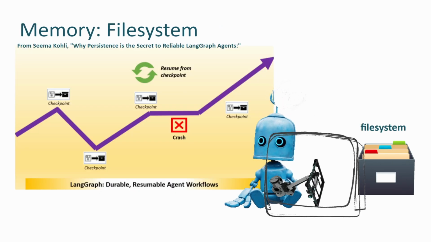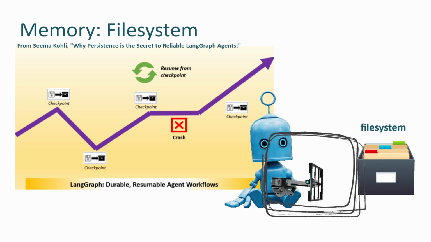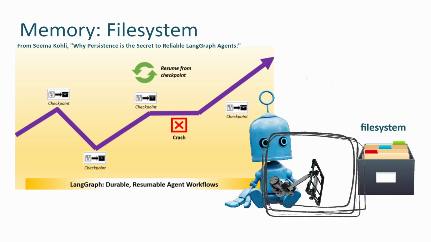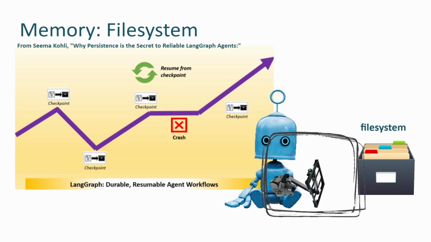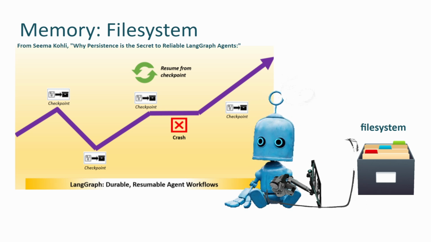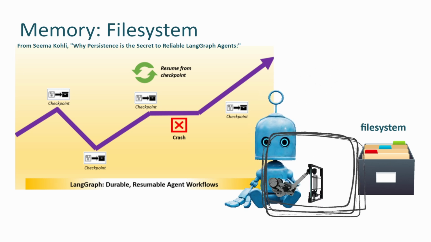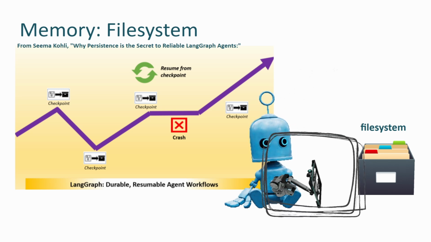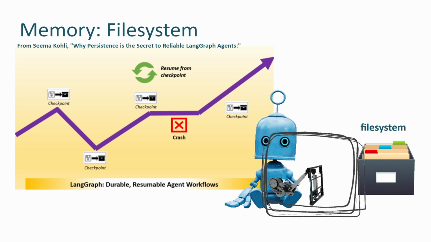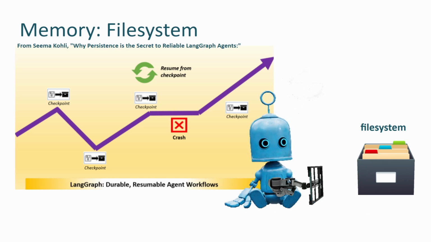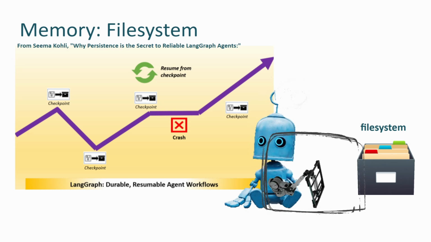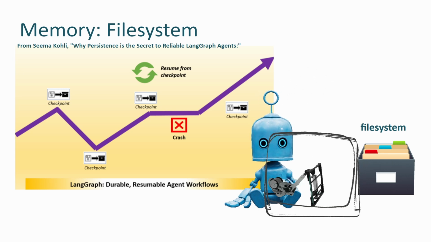Next, we give Fred a file system as working memory. Every time Fred completes a step, he records his progress. In a framework like LangGraph, we can even add checkpoints. If Fred's progress crashes at 3 a.m., the harness does not throw up its hands. It resumes Fred from the last checkpoint exactly where he left off. No lost work, no starting over. Now Fred can run for hours, even days, without losing his place or breaking production.